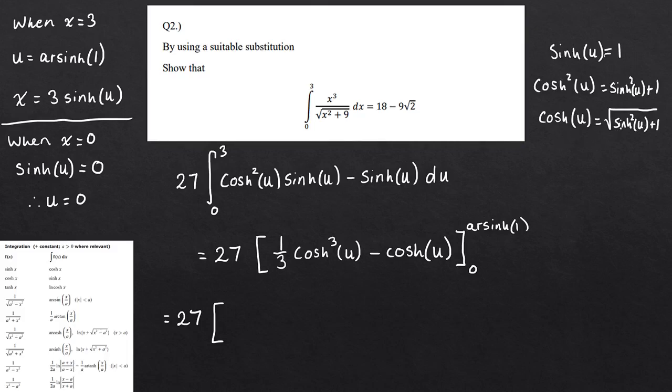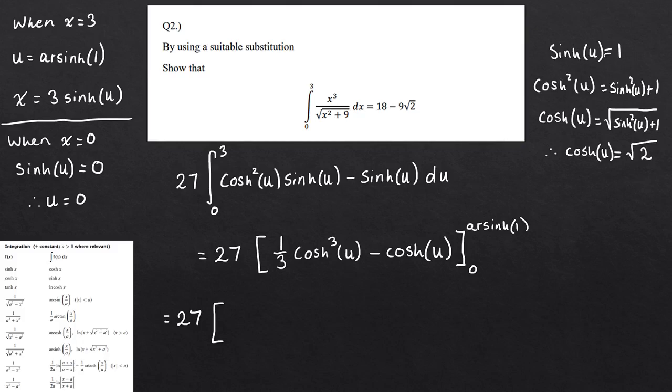And we know the value of sinh u. Sinh u is equal to 1. So all I simply do then is square this value and add 1 to it. So therefore cosh u is equal to the square root of 1 squared plus 1, which gives me the square root of 2 there. Okay, so 1 squared plus 1 gives us the square root of 2.